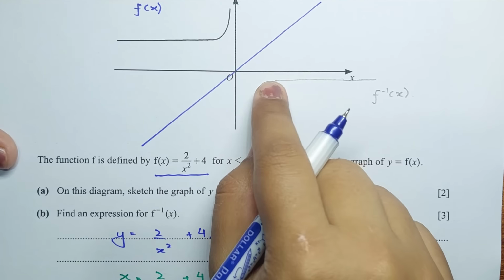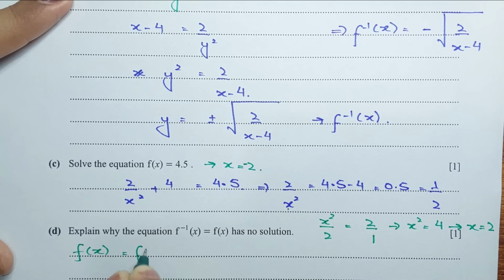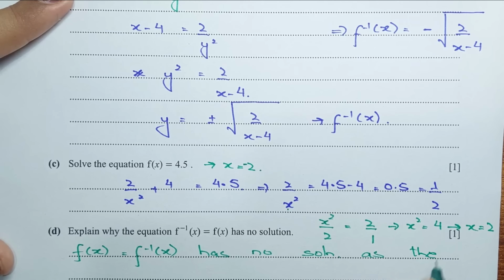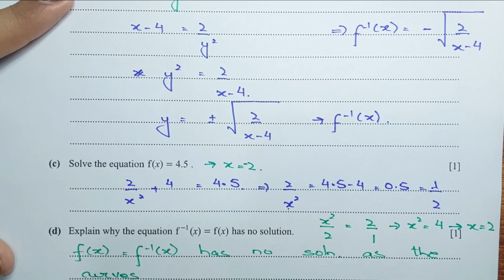Now look at the graph. As we know that x should be less than 0, all the values of x should be negative, so it is not positive 2, it is negative 2, right? Okay, so we have explained why the equation f inverse of x equals f of x has no solution. You can see this is f of x, this is f inverse of x. There is no point of intersection, the curves do not intersect. f of x equals f inverse of x has no solution, as the curves do not intersect.